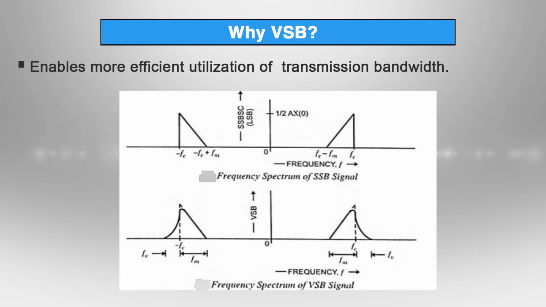Now, let us understand why VSB is required. There are mainly two reasons for using VSB. First, it enables more efficient utilization of transmission bandwidth, unlike SSB modulation, which transmits only one sideband containing half of the information, whereas VSB transmits a portion of the sideband, thereby freeing up the available bandwidth for another signal. Bandwidth conservation is one of the key advantages of VSB modulation.